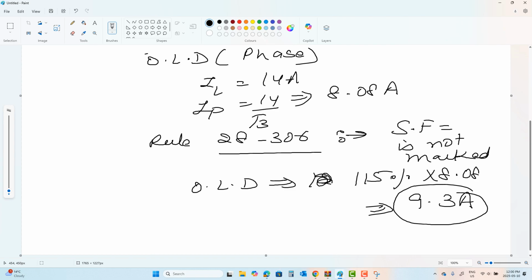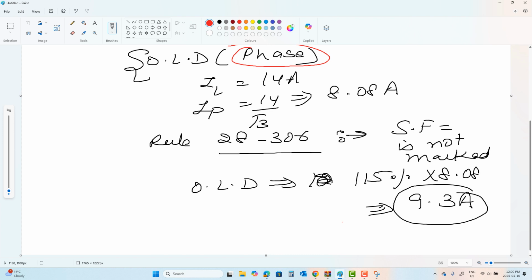Just make sure you understand, guys, overloads are always on the phase. Please do not make a mistake in the exam. Overloads are always on the phase, never on the line. So for you to calculate your overload device, you must know your phase current.